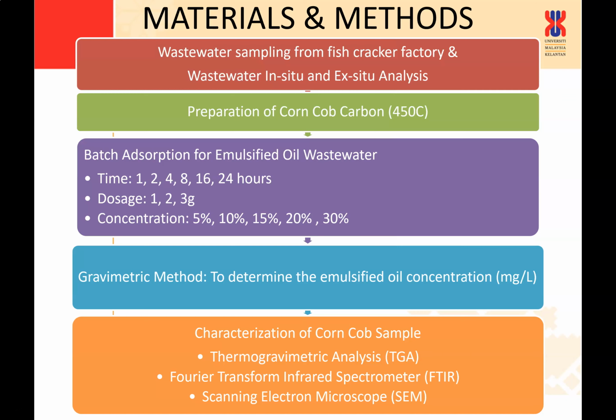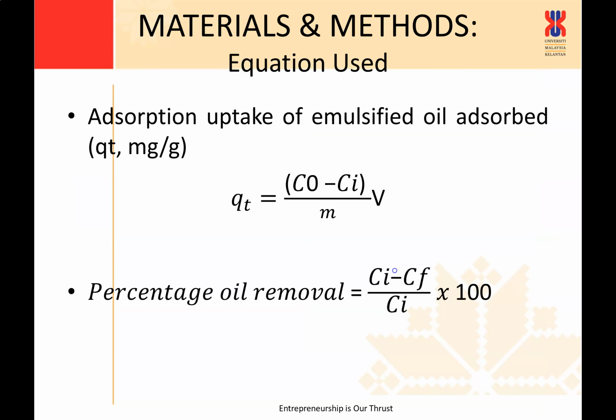For materials and method, first, wastewater sampling from a fish cracker factory and wastewater in situ and ex situ characterization. Next, preparation of Corncob carbon at 450 degrees C. Batch adsorption for emulsified oil wastewater with different time, dosage and concentration. And determine the emulsified oil concentration using gravimetric method, and then characterization of Corncob sample using TGA, FTIR and SEM.